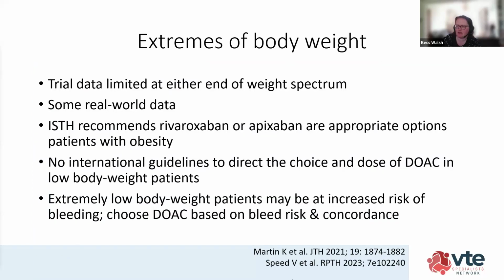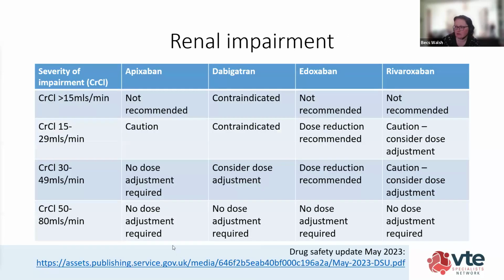Again, there is a very helpful reference here, which is where some of the illustrations come from on the next few slides. Vicky Speed has done an illustrated guide to using the DOACs in extremes of body weight, liver impairment, and renal impairment. I would encourage you to look at that reference for more information. Renal impairment: this is just a summary of the information that was put together in the drug safety update about dosing properly in renal impairment.